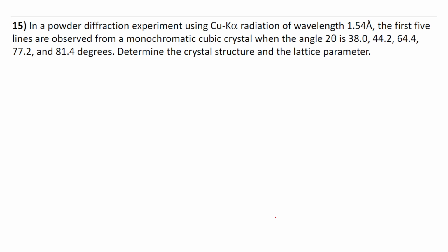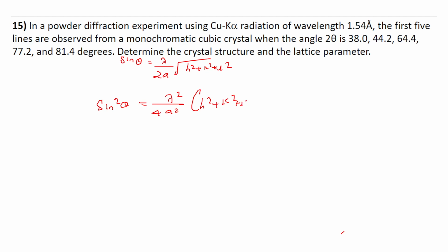So here what we have to do is, sine theta will be n lambda by 2d. So sine theta is lambda root of h square plus k square plus l square divided by 2a. So sine square theta is equal to lambda square by 4a square into h square plus k square plus l square. So sine square theta is proportional to h square plus k square plus l square. Now we have to make a table with the line, 2 theta, theta, sine square theta and ratio.